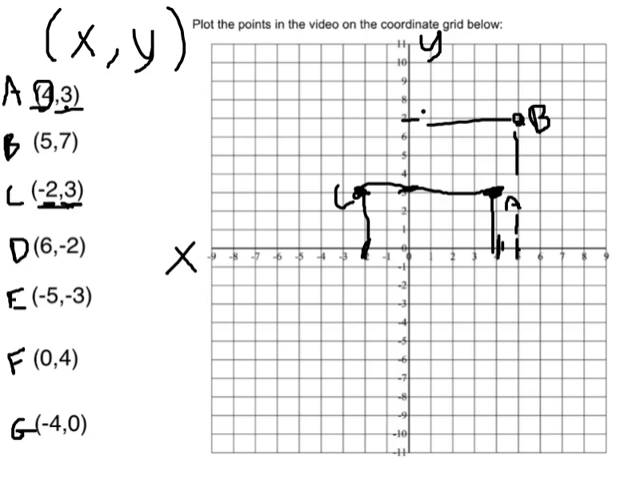Try D on your own. If you had plotted D correctly, it would be at 6 on the x-axis and negative 2 on the y-axis. Try E on your own. If you plotted E correctly, it would be negative 5 on the x-axis, negative 3 on the y-axis.